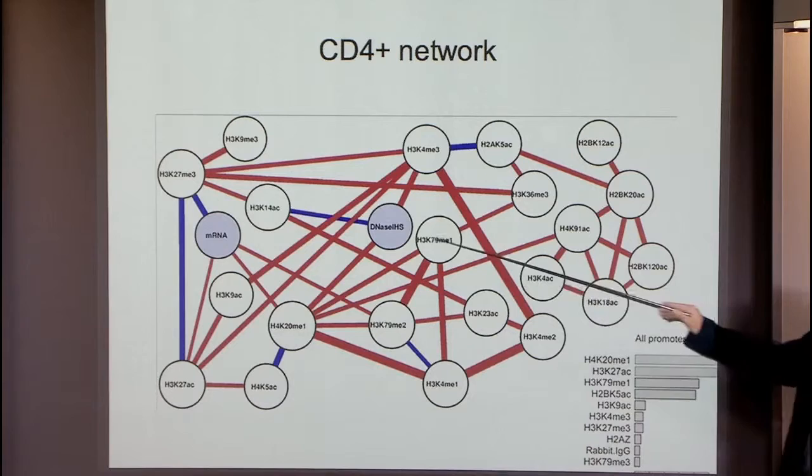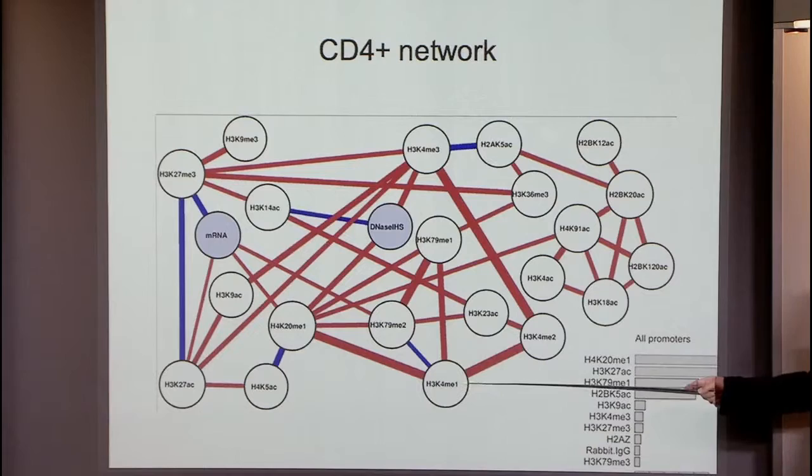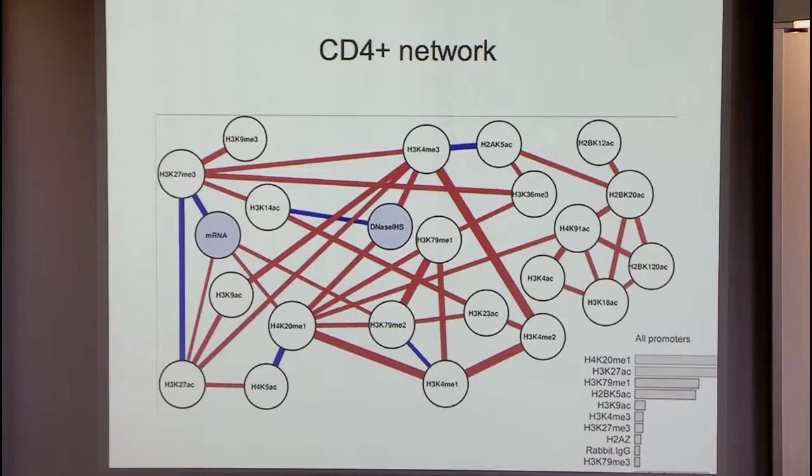And then there are effects where we also speculate that they have to do with antibody cross-reactivity, like these strong correlations between the K4 monomethylation, dimethylation, and trimethylation. So that may, on the one hand, be due to the fact that one always looks at mixtures of cells, but it may also be due to antibody cross-reactivity.